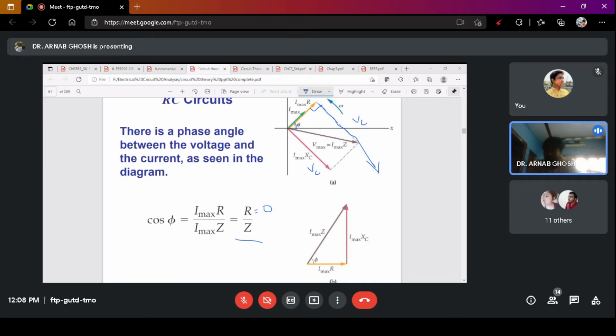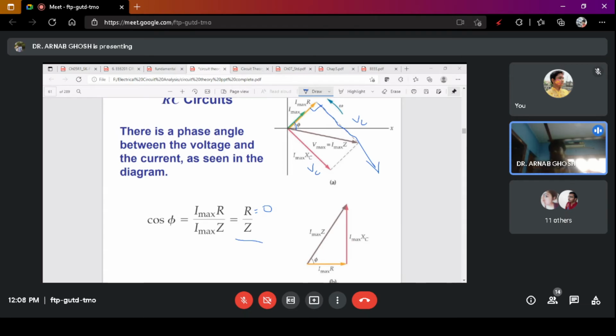So that is why we try to keep the power factor as high as possible, because if cos phi increases, VI cos phi will increase, that is active power will increase, and sine phi will decrease. That is, VI sine phi will decrease, so the power loss will decrease.